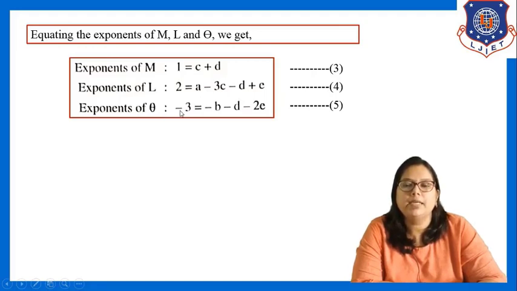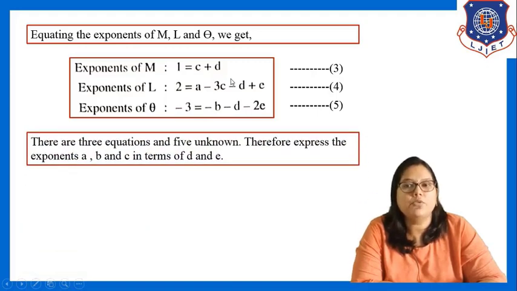Exponent of theta, minus 3 is equal to minus b minus 3 minus 2e. This is my equation number 5. So these are the exponents comparison. Now there are 3 equations in 5 unknowns. So it is difficult to solve.